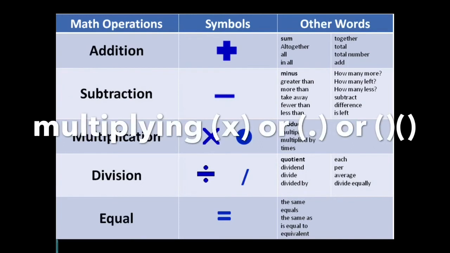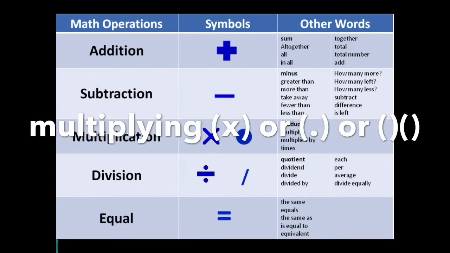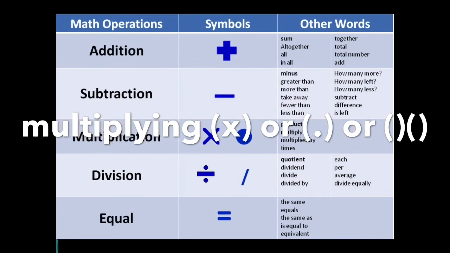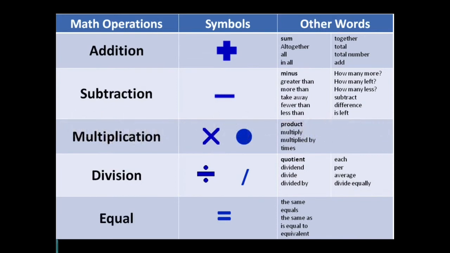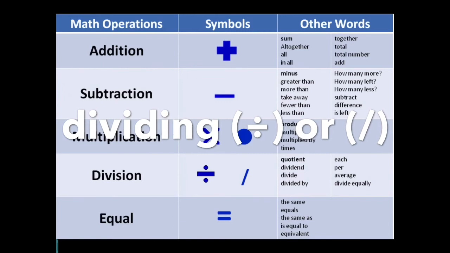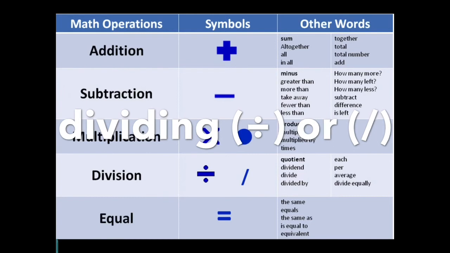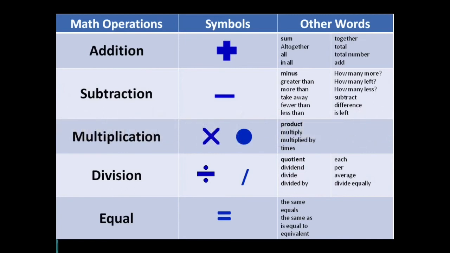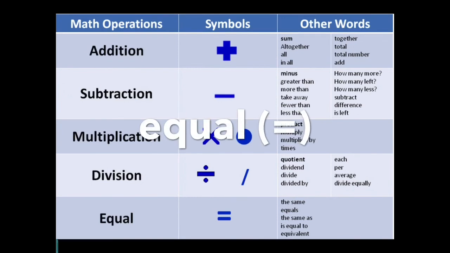If you see the words product, multiply, multiplied by, or times, you should know that you're doing some multiplication with that question. The words quotient, dividend, divide, divided by, each, per, average, divide equally are words that mean you're dividing with your word problem. And finally, if you see the words the same, equals, the same as, is equal to, or equivalent, that is indicating that things are equal.